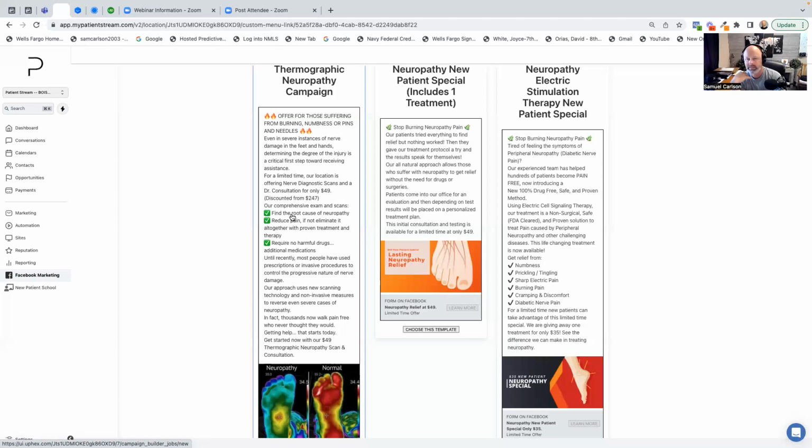We all are very curious about, I wonder, I'm experiencing these symptoms. I wonder if I have whatever. We're all hypochondriacs too. Okay, so there's that one.